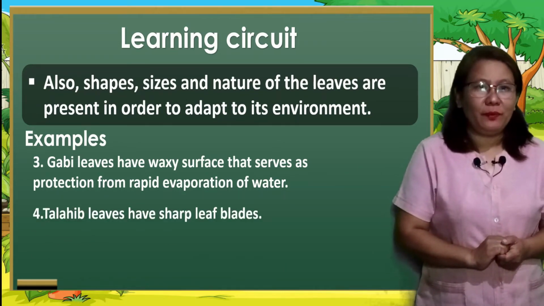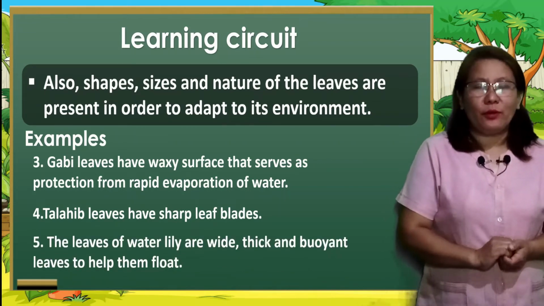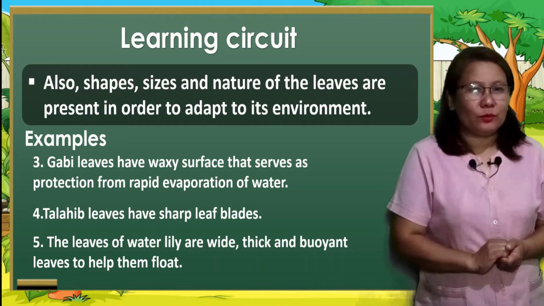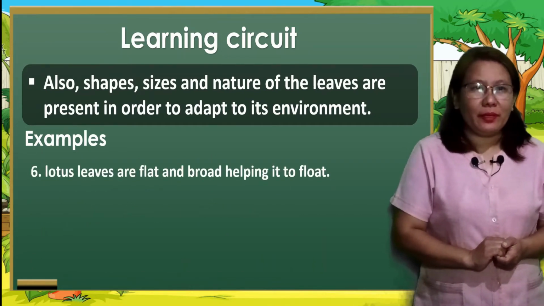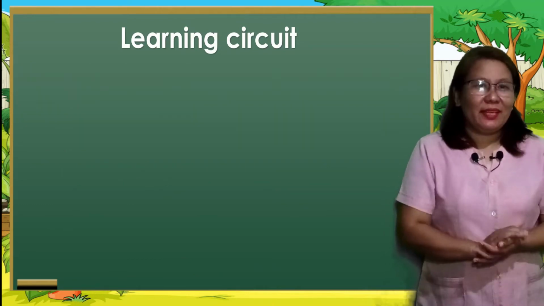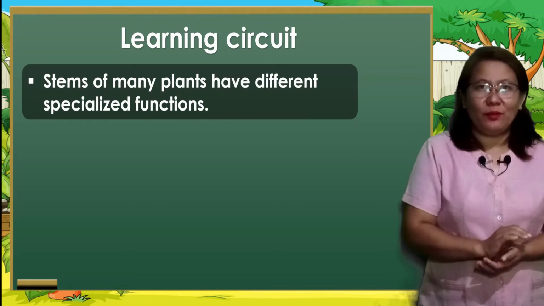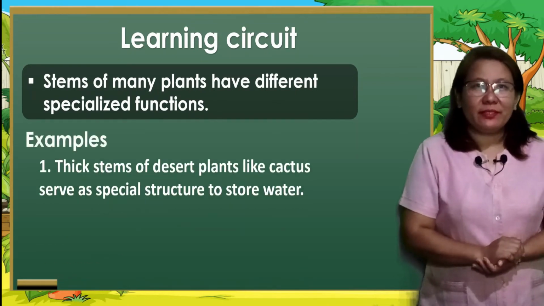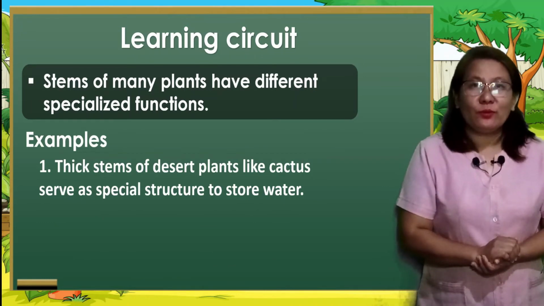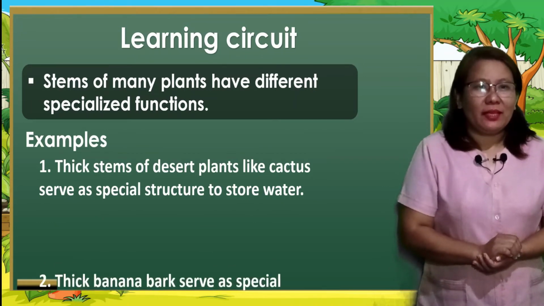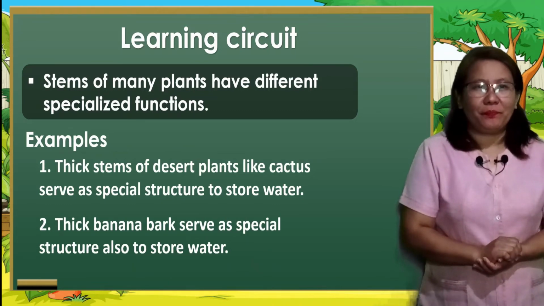Talahib leaves have sharp leaf blades, and the leaves of water lily are wide, thick, and buoyant to help them float. Also, lotus leaves are flat and broad, helping it to float. Stems of many plants have different specialized functions. Examples: thick stems of desert plants like cactus serve as a special structure to store water. Thick banana bark also serves as a special structure to store water.